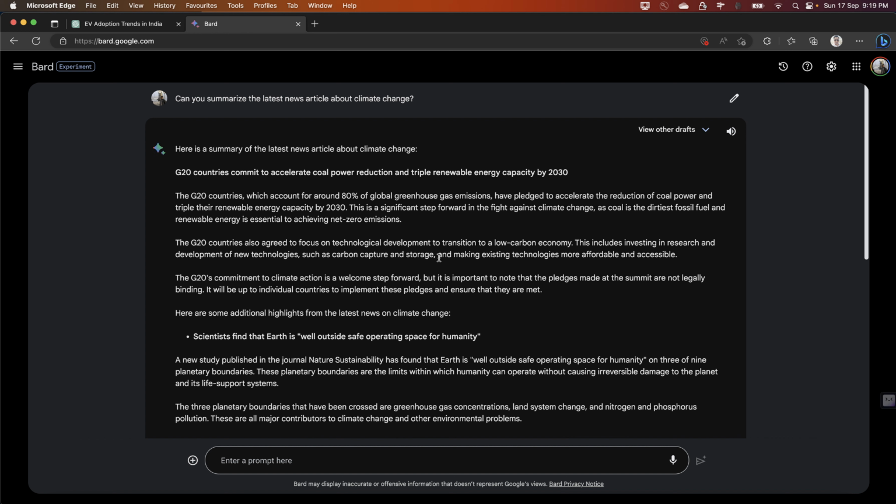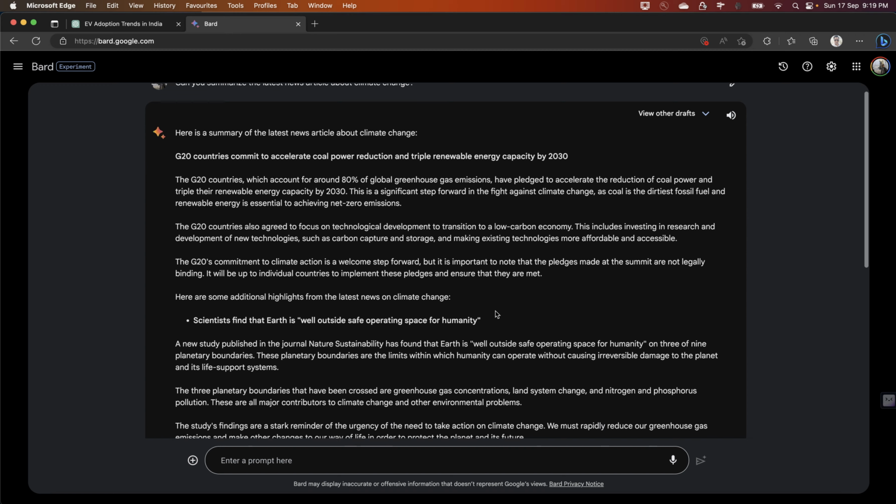So here is a summary of the latest news article about climate change, which you can see that G20 countries commit to accelerate coal power reduction and triple renewable energy capacity by 2030. And G20 countries account for around 80% of global greenhouse gas emissions, and this is what it has said.